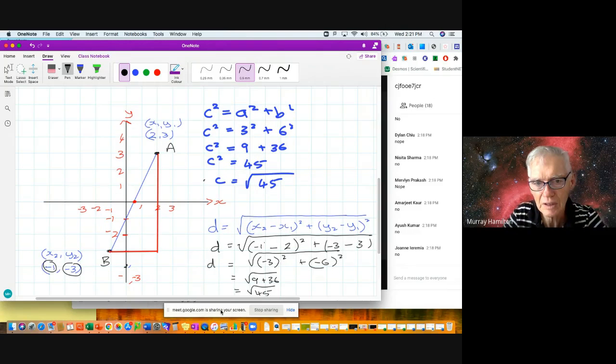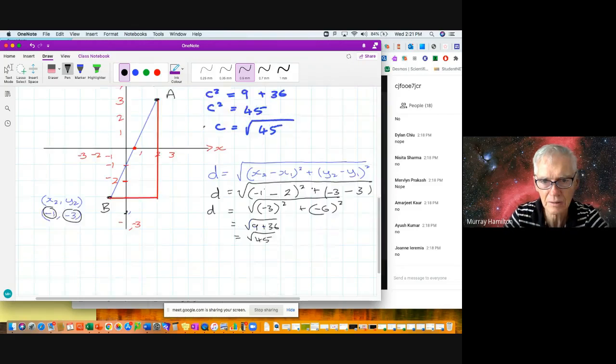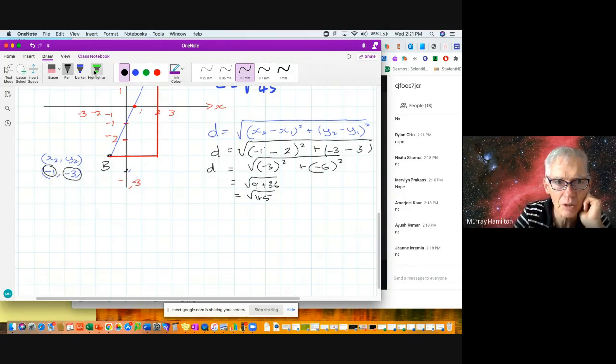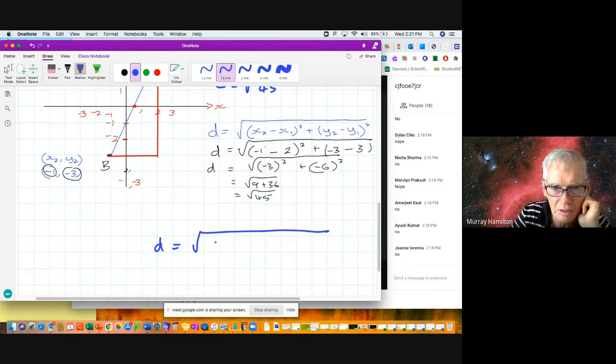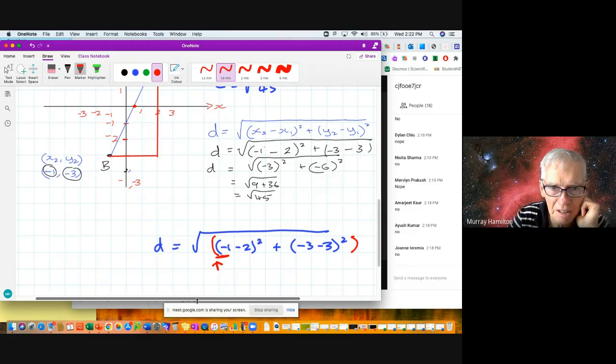Now, if you're doing this on a calculator and you want to run it straight through, just be careful when you do this. Let me tell you what you need to do. With your numbers in here, -1 minus 2 squared plus -3 minus 3 squared, you need to remember to put the square root, open bracket, and close brackets at the end. If you miss this out, you're going to wonder why you are getting the incorrect answer.